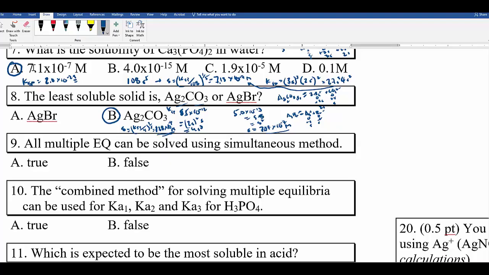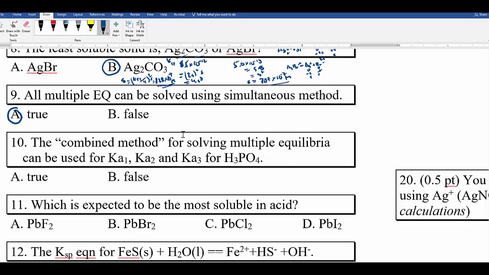9. All multiple equilibria can be solved using the simultaneous method. That's true. In fact, we're supposed to solve all multiple equilibria using the simultaneous method. It's just too difficult. And therefore, since it's too difficult, we try to assume stepwise works, the combined method, etc., but they're supposed to be solved using the simultaneous method.